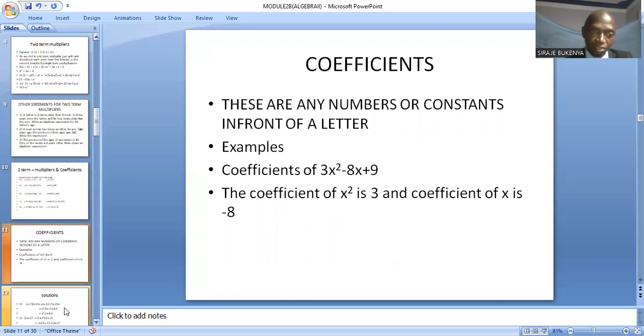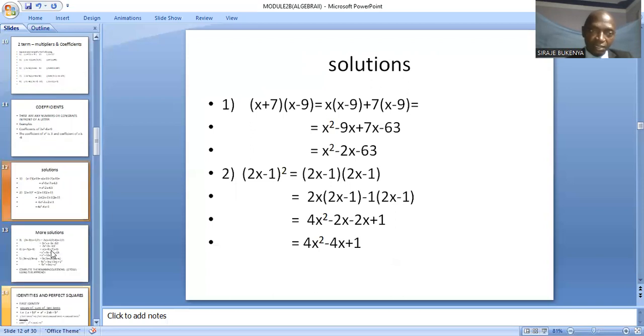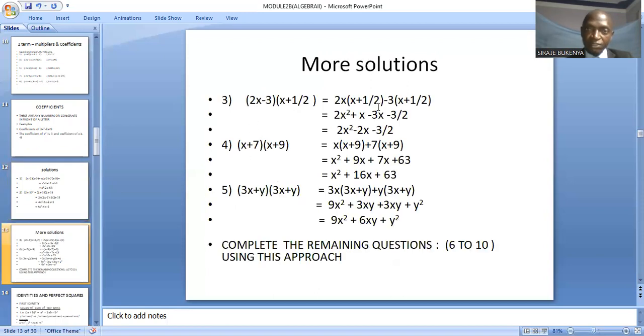Okay, so let us try to look at the solutions of our work. Somebody said x plus 7 into x minus 9. So you have open brackets, x multiplied to x minus 9 and 7 multiplied to x minus 9. And then you can get your answers like that. So that's how we can use that idea. You can also solve the other ones using the same thing. You have said 2x into x plus a half, and then minus 3 into x plus a half. Then you can get the answers. You can complete the remaining exercise.